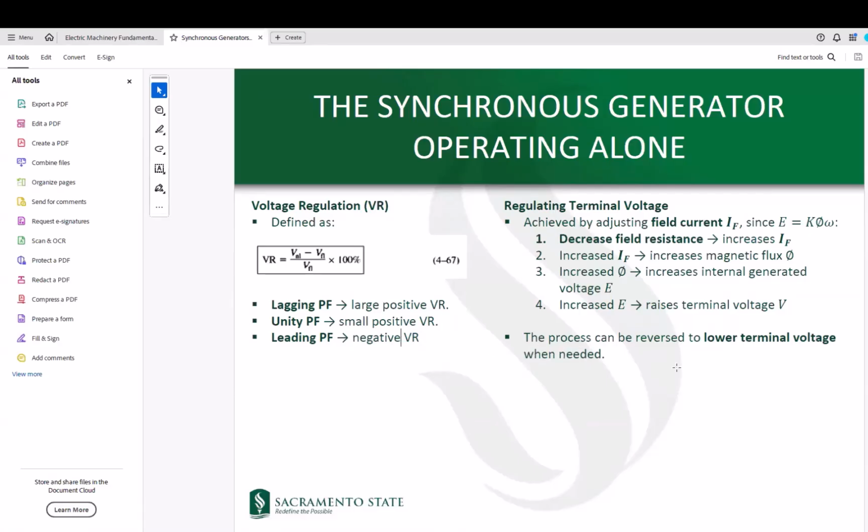Now, how do we counteract the effect of voltage drop? If the voltage drops on the terminal, then we usually need to increase IF, the excitation current, in order to increase the magnetic flux. By increasing the magnetic flux, we're going to increase the internal voltage. And if we are increasing the internal voltage, then the terminal voltage will also rise. So that's the counteraction when you want to have control over the terminal voltage of your generator.